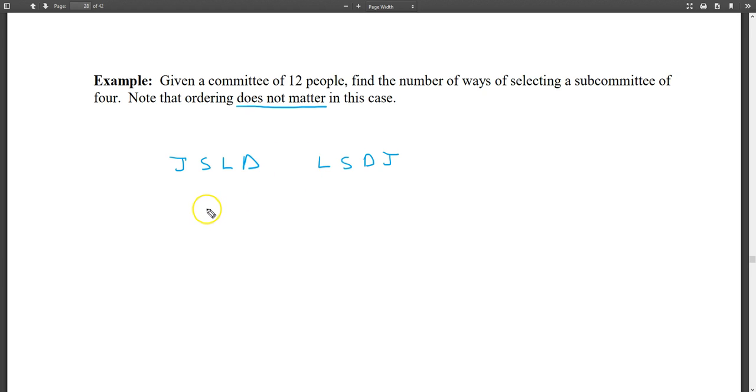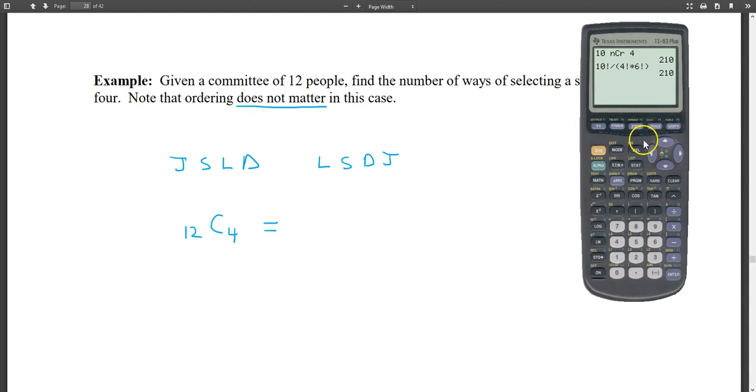So this is a combination problem now, and our answer is going to be 12C4. Let's use the calculator or Excel to evaluate that. On the calculator, that would be 12 nCr 4. And we see there are 495 possible subcommittees that we could create.